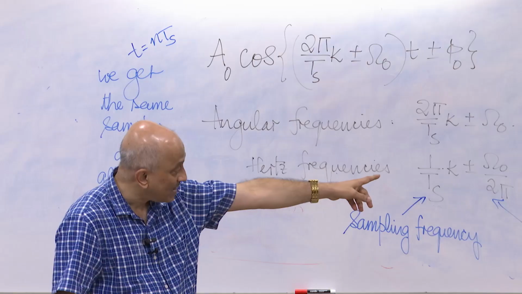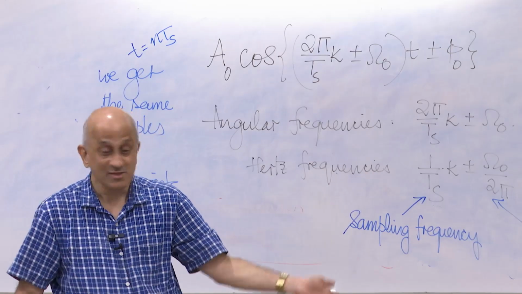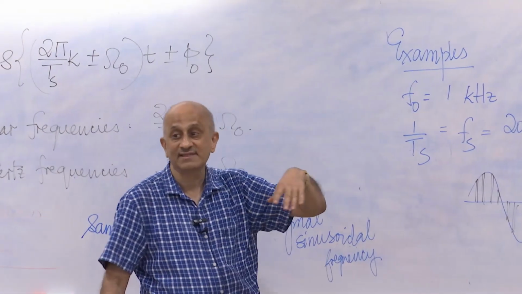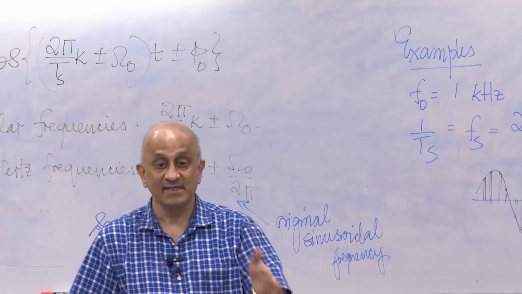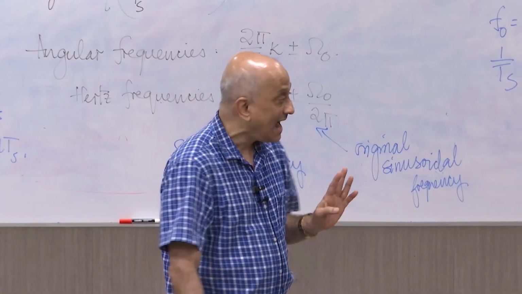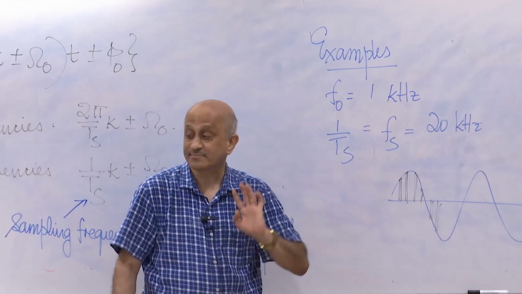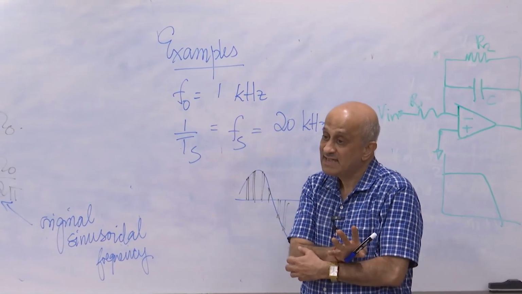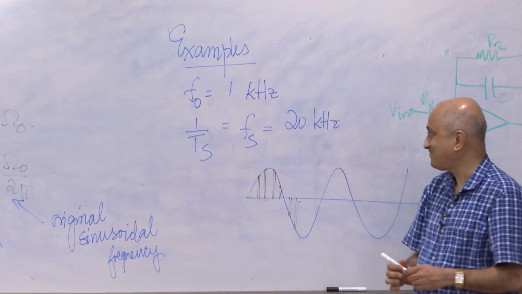Now, I first want to answer the question, which are these frequencies? So, I have taken an example. I said, suppose you began by sampling a 1 kilohertz sinusoid, and your sampling rate was 20 kilohertz. So, what frequencies are we talking about which give you the same samples at the same points? Now, please list them, tell me.